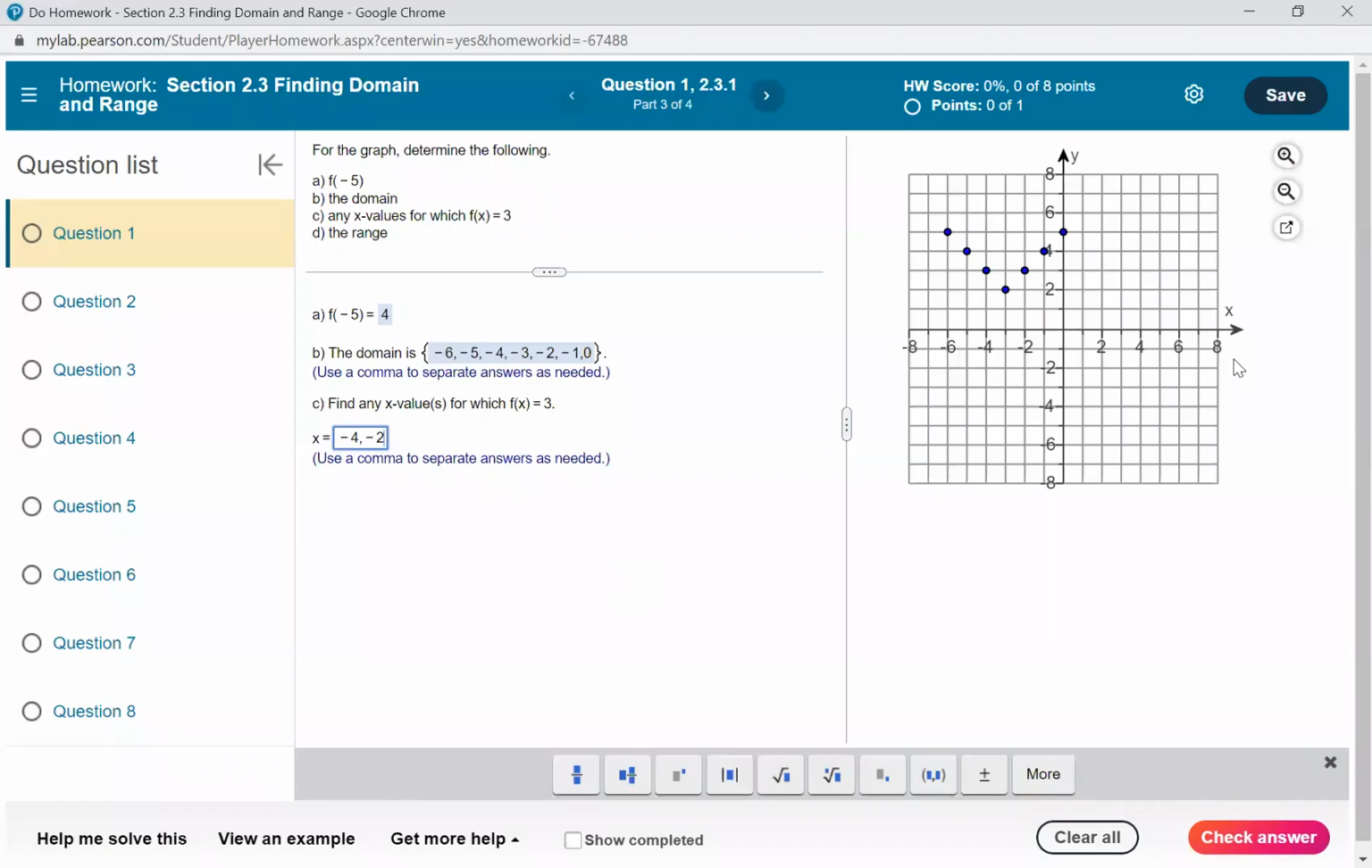So for this one, f of x equals 3. I went up to 3 on the y-axis, and I looked at that horizontal line going left to right. So the left point, y'all said was what, -4, it looks like. Because if you drop straight down from the other one on that line, it was at 2.